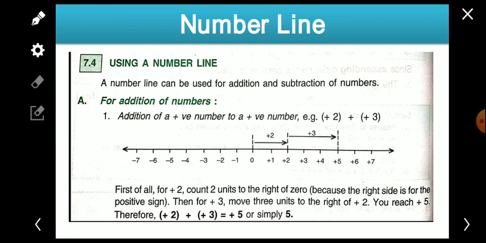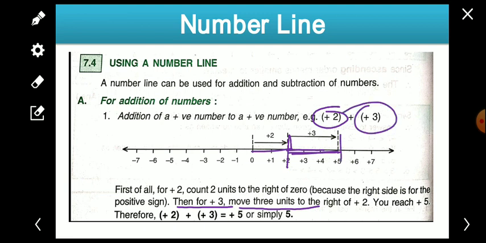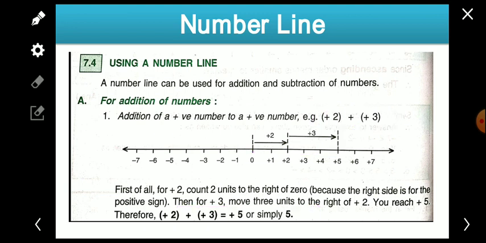After that, for plus 3 we have to add. So we will move 3 units to the right of plus 2. At first we come to plus 2, and again we move towards the right of plus 2, 3 units, because we have to add 3. This is 2, and from here 1, 2, 3, so 3 units we move, and it ends at 5.